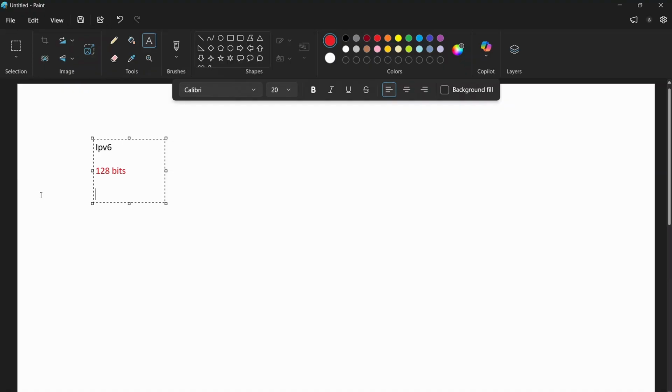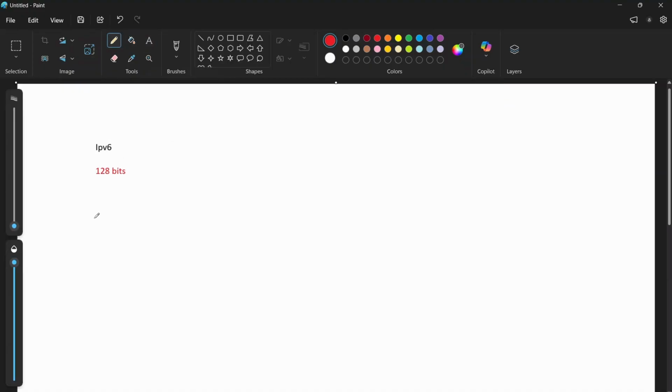So managing those IP addresses is very challenging, right? For IANA as well. 4.3 billion IP addresses are there. If those run out, then we need to come up with some other plan. That's why they came up with the IPv6 plan. In IPv6 a total of 128 bits are there. So 2 power n means 2 power 128.